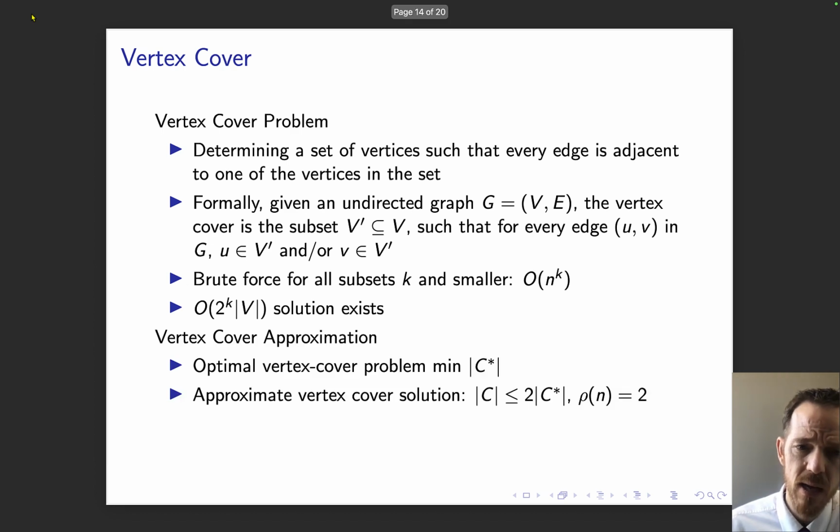So let's talk about our approximation. We're trying to minimize the set, and so we're looking at approximation ratio. And what I'm going to show in just a minute is a solution that is guaranteed to be at worst twice the optimal set. That's how fast this approximation solution runs. Therefore, rho of n equals 2, or this is a 2 approximation solution to the vertex cover set.